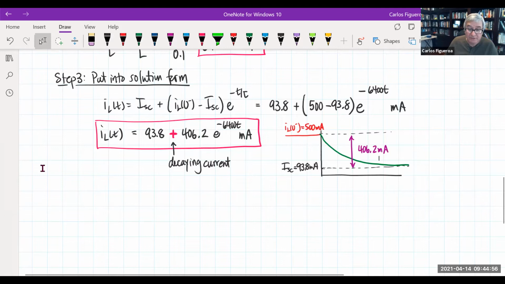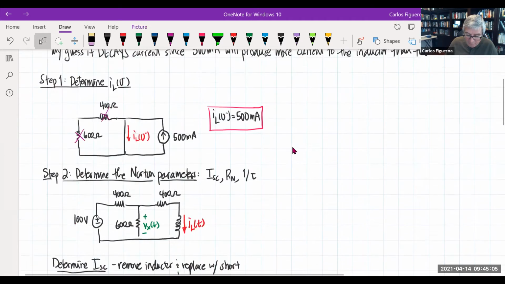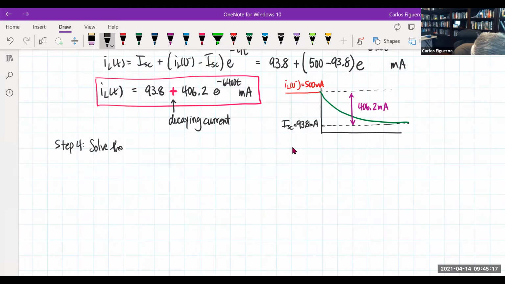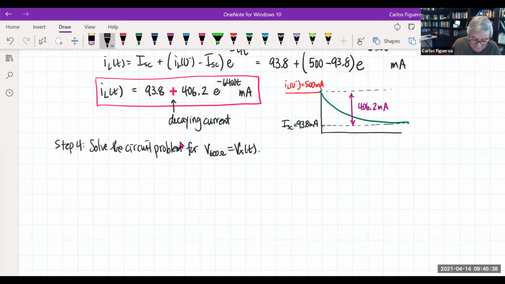Okay, so now what we got to do here is solve the circuit problem. So I'm going to come back up here, grab this circuit, and bring it back down for just a brief moment. And so now here's step 4. We now have to solve the circuit problem for the voltage of the 600 ohm resistor, which I called Vx. So let's go do that.